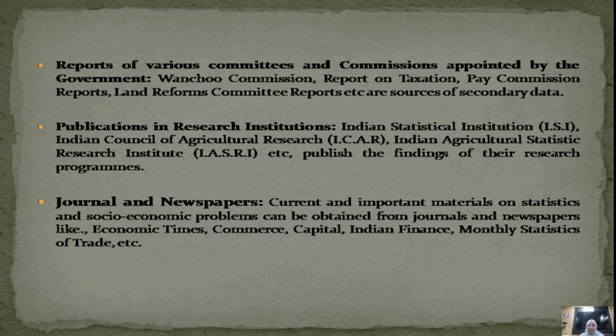Another source of secondary data is journals and newspapers. Current and important material on statistics and socio-economic problems can be obtained from journals and newspapers like Economic Times, Commerce, Capital, Indian Finance, Monthly Statistics of Trade, etc.